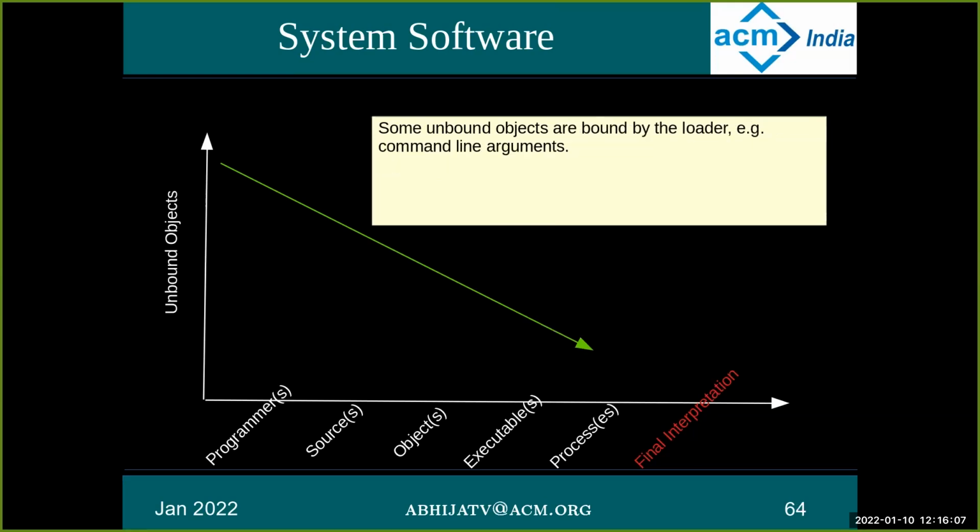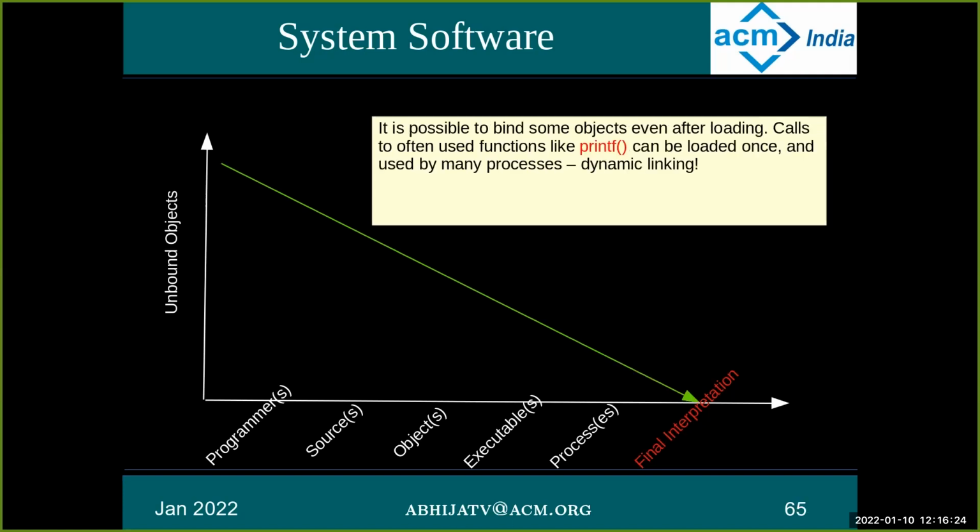During processes, many bindings get created. Many bindings get created by the loader, for example, the command line arguments. This is the point at which argc, argv get bound. And finally, when it is actually interpreted, that is, executed by the CPU. The CPU is a machine language interpreter, right? That is why execution is the same thing as interpretation.